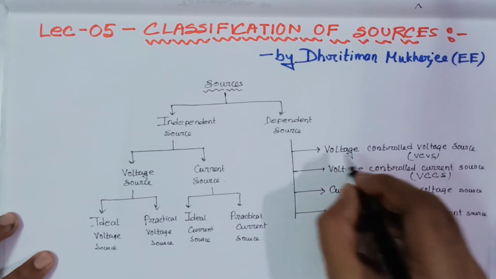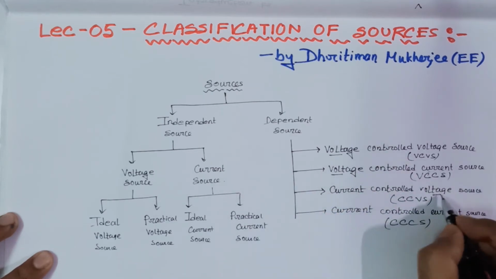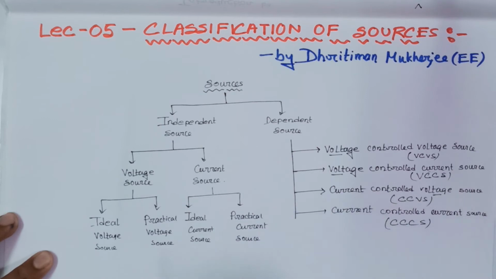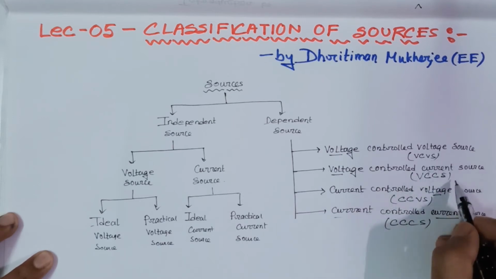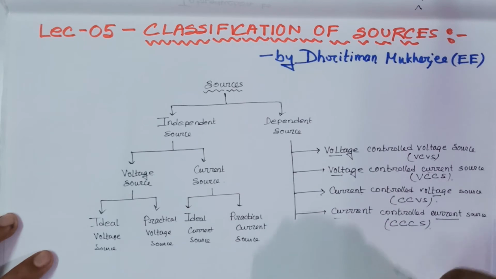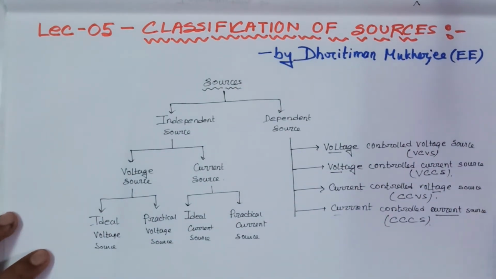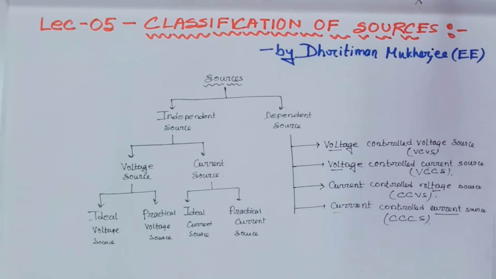First of all, a voltage source that is dependent on some value of voltage. Again, a current source which is dependent on some value of voltage. After that, a voltage source that is dependent on some value of current, and again a current source which is dependent on some value of current. So this is VCVS, VCCS, CCVS and CCCS. Okay, so this is the basic classification of electric sources.